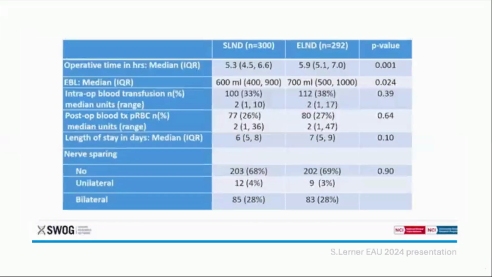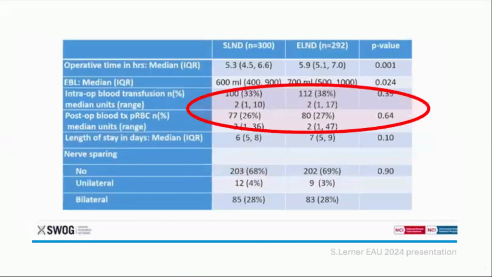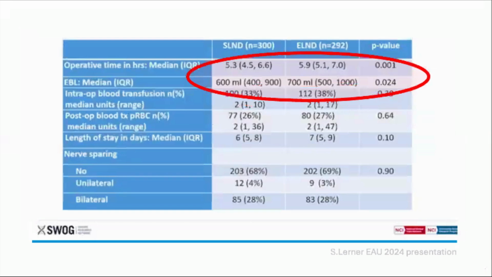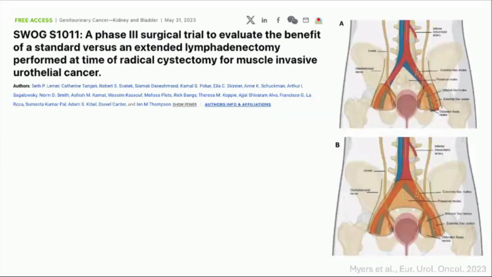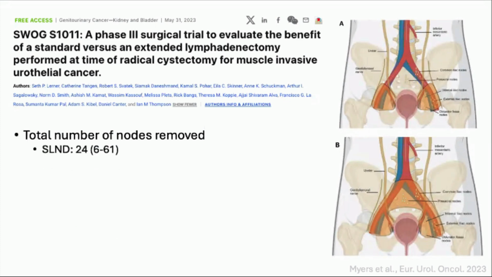Looking at some operative variables, they did find that the median operative time was longer with extended lymph node dissection. It added on around 20 minutes, and this was statistically significant as well. There was slightly higher estimated blood loss as well, with 600 in the standard lymph node dissection compared to around 700 cc's in the extended lymph node dissection. As for the total number of nodes removed, with this study as well, along with the LEA trial, patients had to send intraoperative photos after lymph node dissection was carried out.